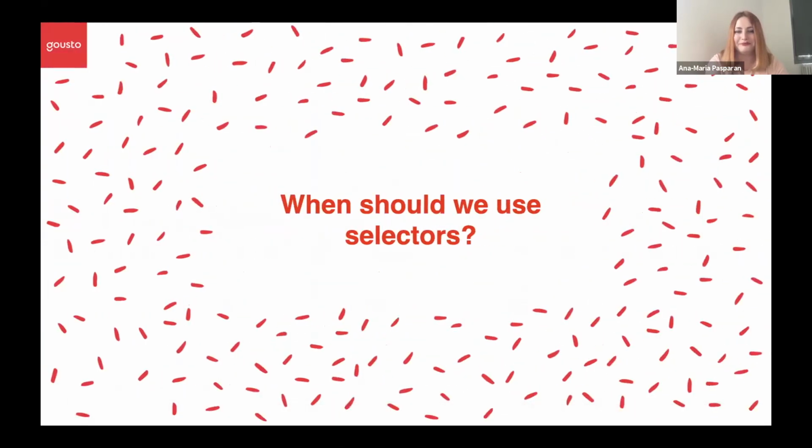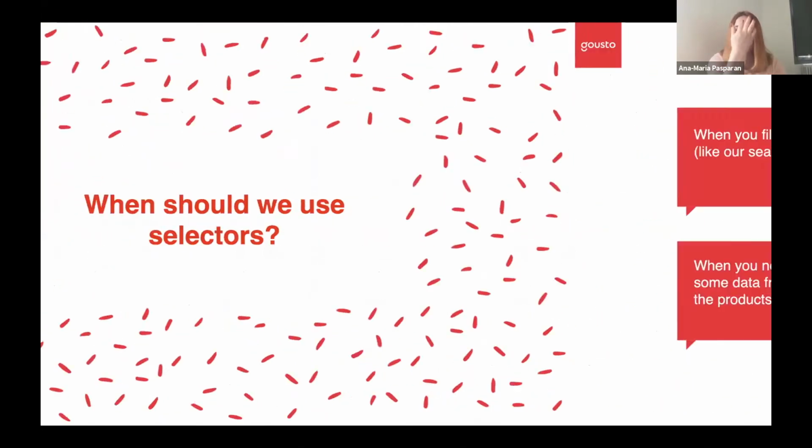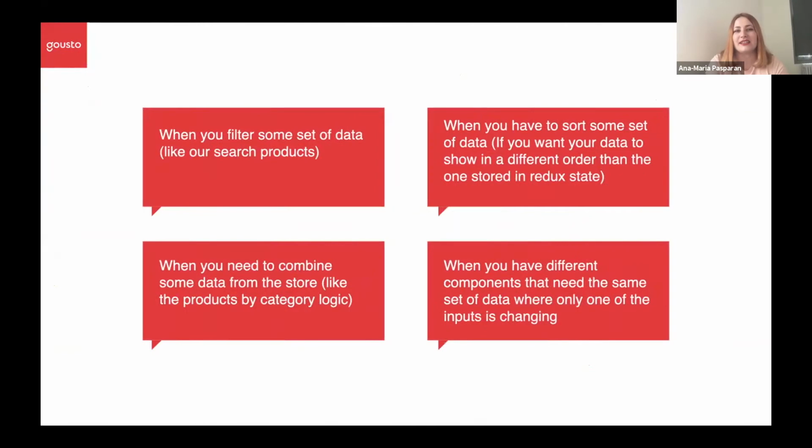So why should we use selectors? If you don't know by now, I don't know. You've seen a lot of improvements just in that example application. But also, when do we need to think about selectors? In which cases? So I just put together 4 examples here.